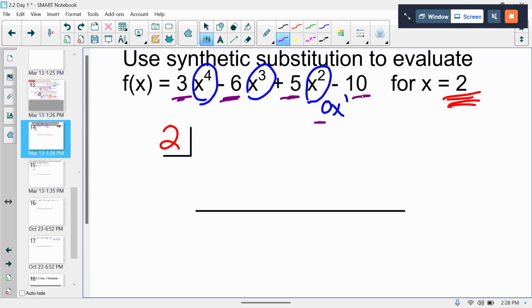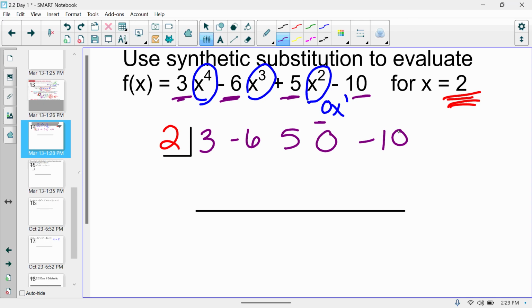So you're going to do it in that order too, okay? Like that's why the polynomial has to be in standard form first. It already is, but if it wasn't, you would want to rewrite it. So our leading coefficient is 3. Then the next one is -6. Then the next one is 5. Then the next one is 0. And then the next one is -10. Okay? So you write out all your coefficients.